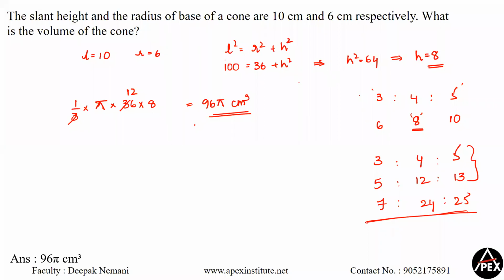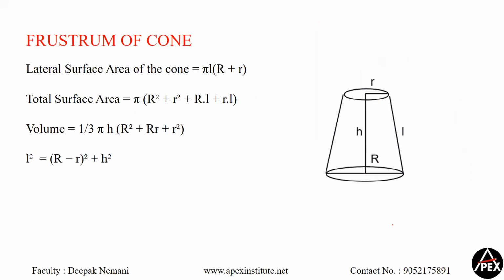Okay, so moving ahead. Coming to frustum of a cone. Yeah, 21, 20, 29, we have just discussed that. Okay, coming to frustum of a cone. So what is the frustum of a cone? How is a frustum of a cone formed? By cutting a cone parallel to its base, you'll have a frustum of a cone.